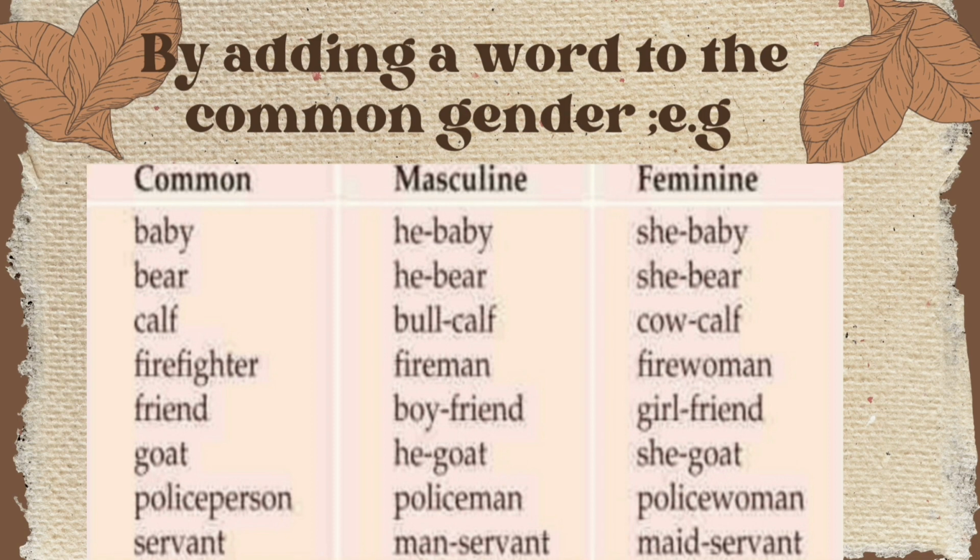Number 5, by adding a word to the common gender. Example: baby, he-baby; bear, he-bear; calf, bull calf; firefighter, fireman; goat, he-goat; police person.